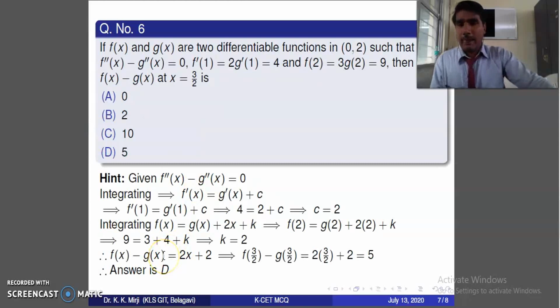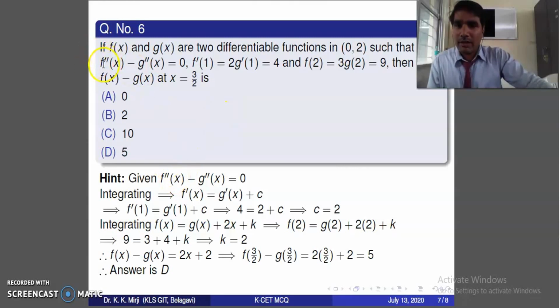Next, the last question, question number 6. If f of x and g of x are two differentiable functions in open interval 0, 2 such that f double dash of x minus g double dash of x is equal to 0, f dash of 1 is equal to 2 times g dash of 1 is equal to 4, and f of 2 is equal to 3 times g of 2 is equal to 9, then f of x minus g of x at x equals 3 by 2 is. Simple question, it looks difficult but very simple.